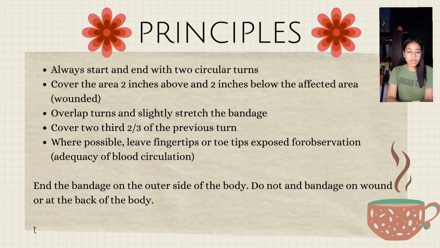And then, of course, upon performing the bandaging technique, it's important that they always start at the end with two circular turns. Then cover the area 2 inches above and 2 inches below the affected area. Overlap turns and slightly stretch the bandage. Cover 2/3 of the previous turn. If possible, leave fingertips or toes exposed for observation. Place the bandage knot on the outer side of the body, not on the wound or at the back of the body.